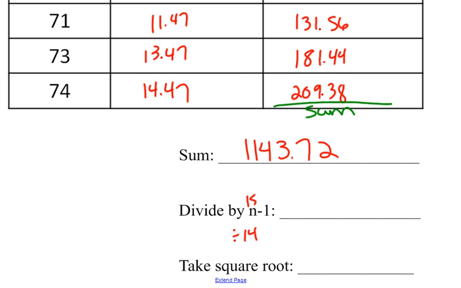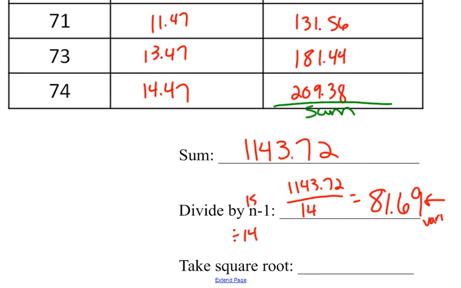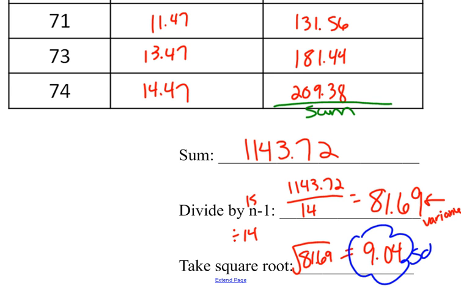So when I take 1143.72, let me just write it out here, divided by 14, I get 81.69. So this is an example of my variance. And then to get my standard deviation, I take the square root of that number. So the square root of 81.69 is 9.04. So this right here is my standard deviation.